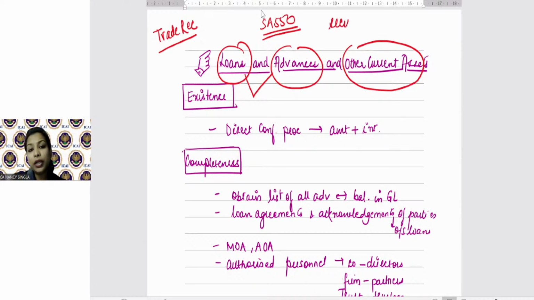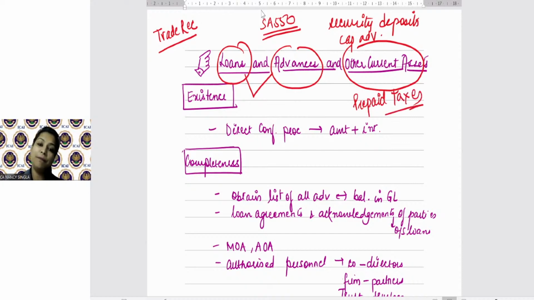या आपके कुछ security deposits हो सकते हैं, है ना. These are what your assets, है ना. कोई capital advance हो सकता है. Like if you have given any advance for let's say procurement of fixed asset, है ना. So that can be there. Then other current assets में आपके आ सकते हैं taxes paid in advance, prepaid taxes, है ना. तो ये सब आपका क्या है. These are all what your loans and advances and other current assets.